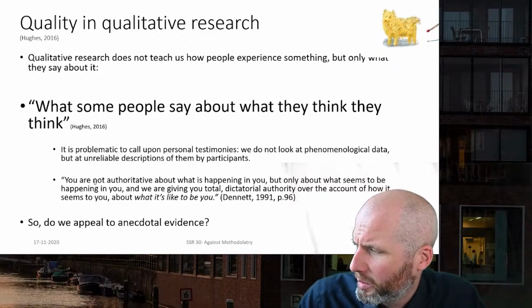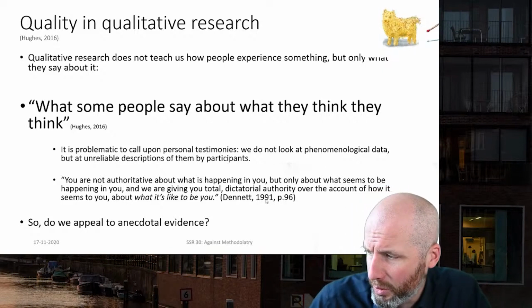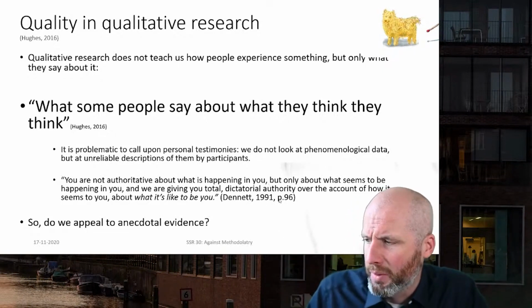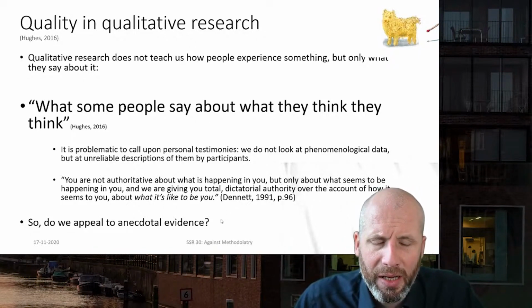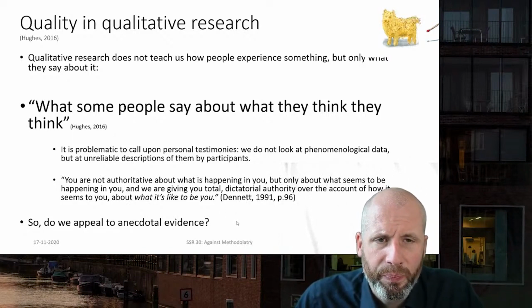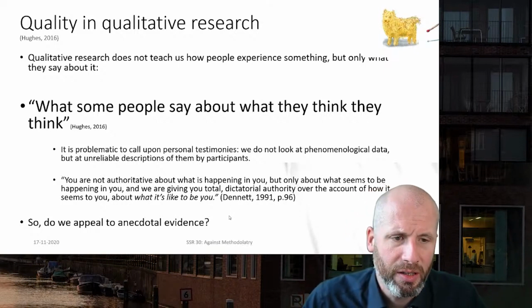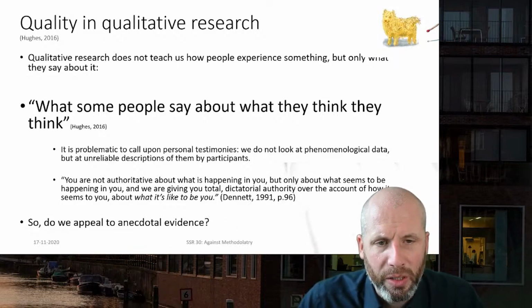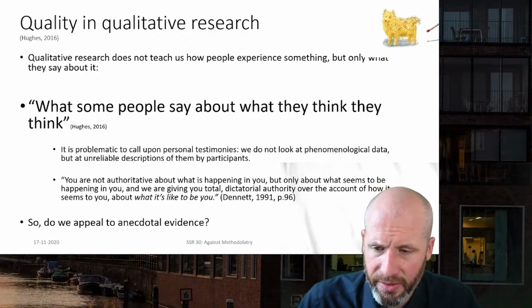So basically, you are not authoritative about what is happening in you, but only about what seems to be happening in you, and we are giving you total dictatorial authority over that account of how it seems to you, about what it's like to be you. This is a quote by Daniel Dennett, who's a philosopher, but you might apply that to our approach to psychology as well, right? We are basically interested in what it's like to be you, not necessarily. We don't presuppose that we can understand what it's like to be you, or we can see your first-person perspective by doing research because of all the different biases and the suggestibilities and stuff. The God helmet we talked about.